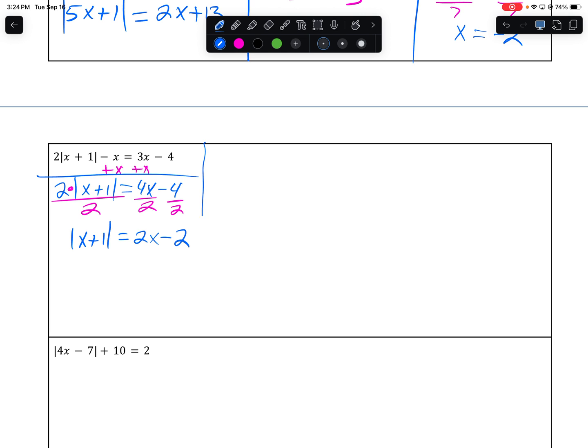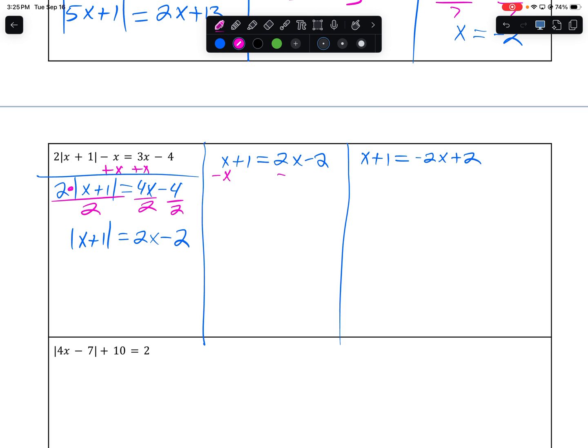Now I'm going to make my 2 cases over here. So x plus 1 equals 2x minus 2. And then x plus 1, and then we switch both signs. I find that easier. Write that above. Switch both signs, right? So it's negative 2x plus 2. Right? Because we're subtracting both parts. That's why. So I get rid of the smallest variable first.